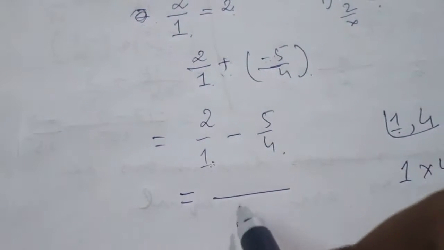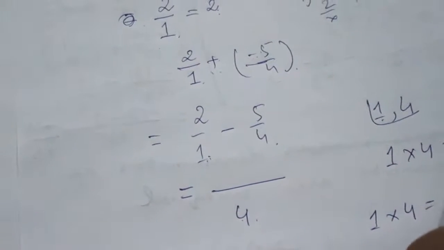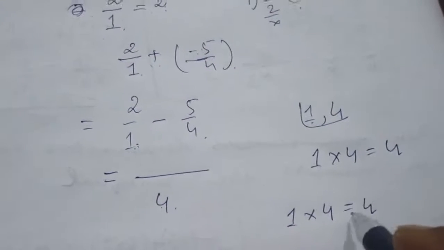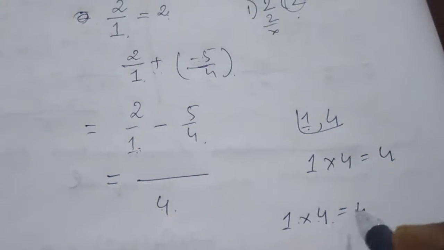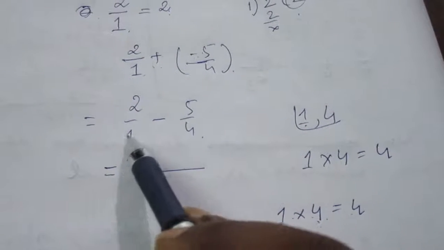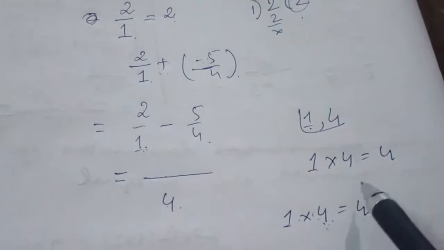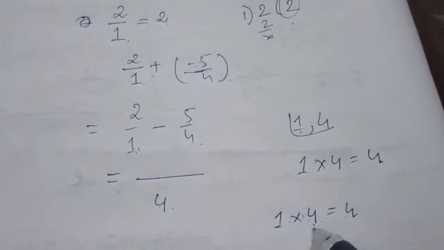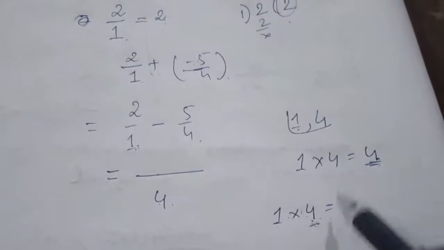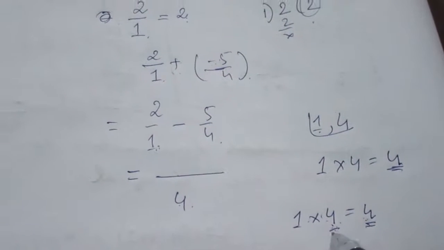So 1 into 4 is 4. We have to multiply. This one is the denominator 1, and here 4 is the LCM. So this 4, the LCM, is here. So 1 into 4 is 4.